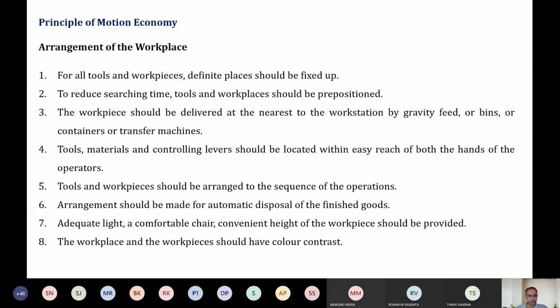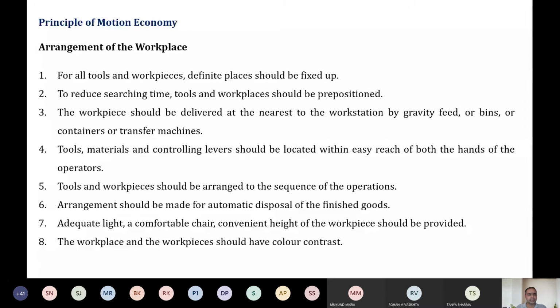Then you are going to use the tools or materials with controlling levers, like the gear, which is very near while driving. You should also arrange the tools and work pieces based upon your operation. The best example is an operation theater, where the equipment is arranged based upon the operation they are going to do. In the same way, in a manufacturing company, you can arrange all the items based upon the sequence you require. Your mother also does this every day in the kitchen: she arranges all the items before she starts cooking, in the order in which she will require them for preparing the food.